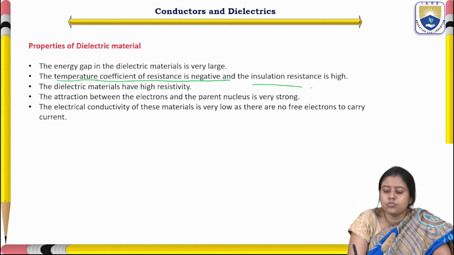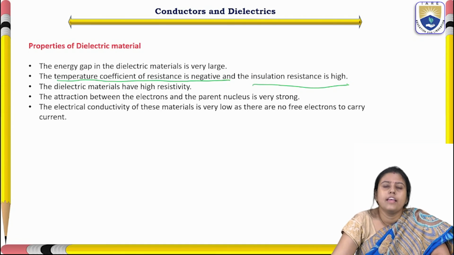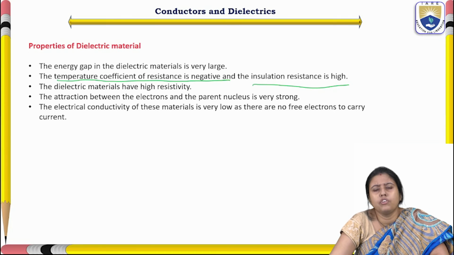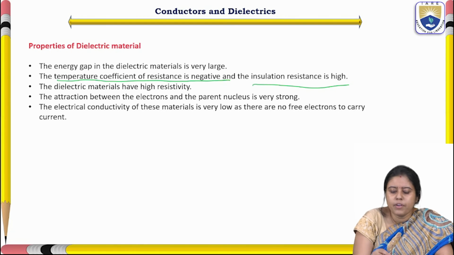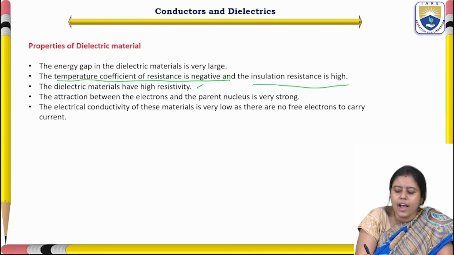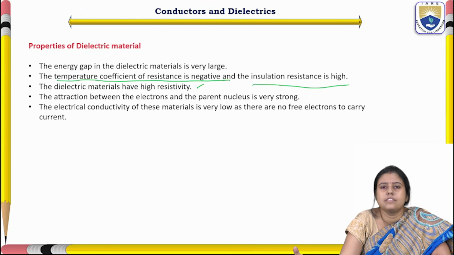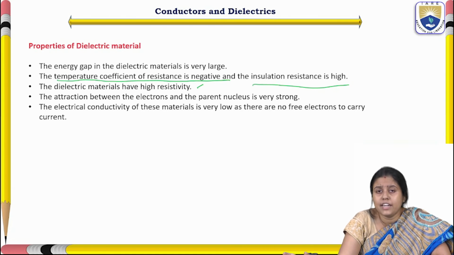But the insulation resistance is high. In the normal condition, it will never allow any free electrons to move. So it has some insulation resistance. That's why we can tell dielectrics have a high resistivity. High resistivity means naturally, at normal temperature, its insulation resistivity is very high.